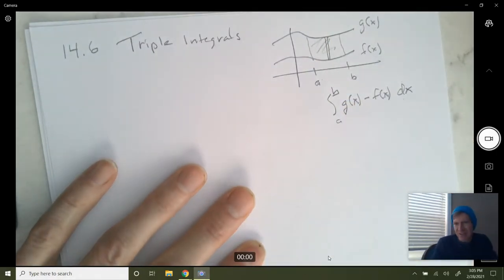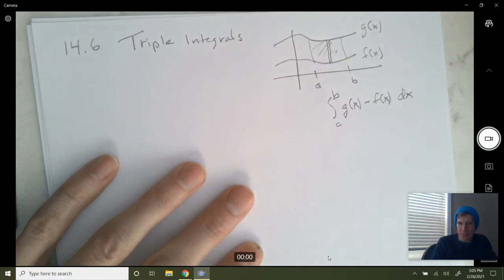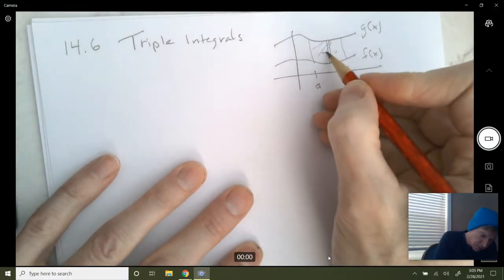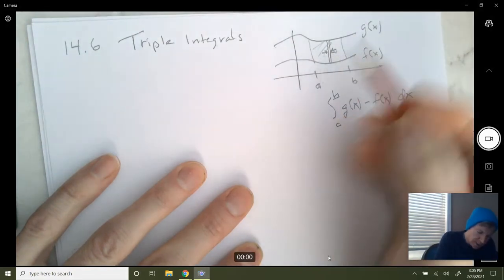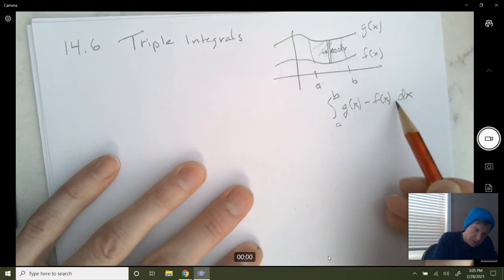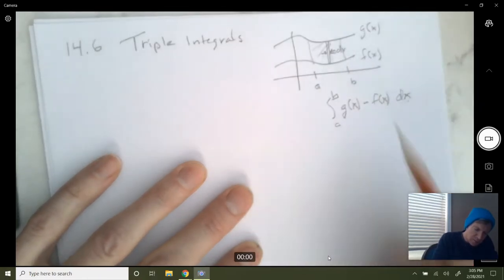In the last chapter, we saw that this dx is the width right here, that tiny dx that you multiply by each of these heights. And when you add all those up, you get the area.